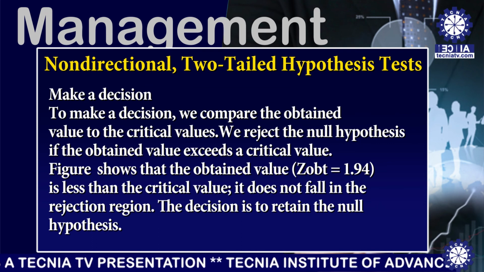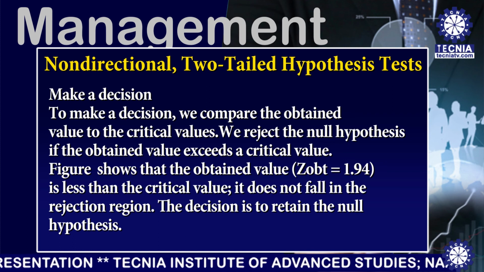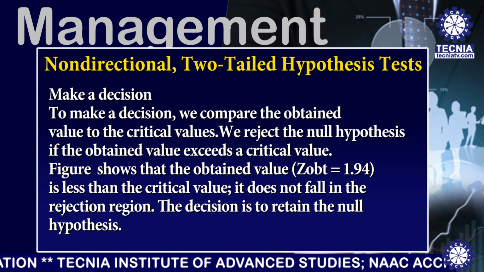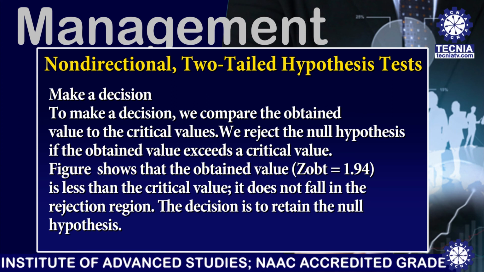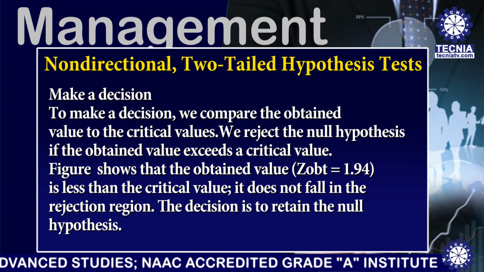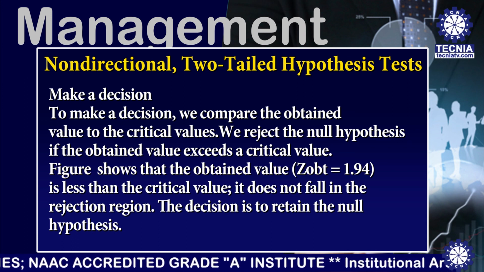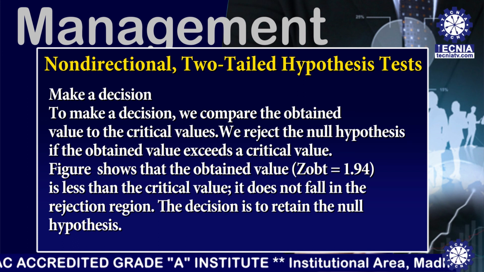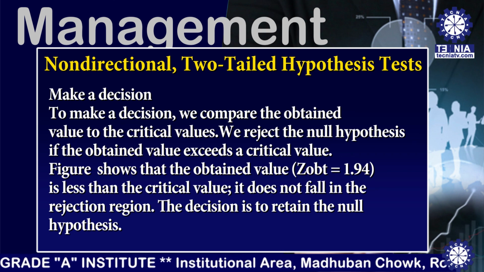Now, step 4 is concerned with making a decision. To make a decision, we compare the obtained value to the critical values. We reject the null hypothesis if the obtained value exceeds a critical value. The figure shows that the obtained value, Z obtained equal to 1.94, is less than the critical value. It does not fall in the rejection region. The decision is to retain the null hypothesis.